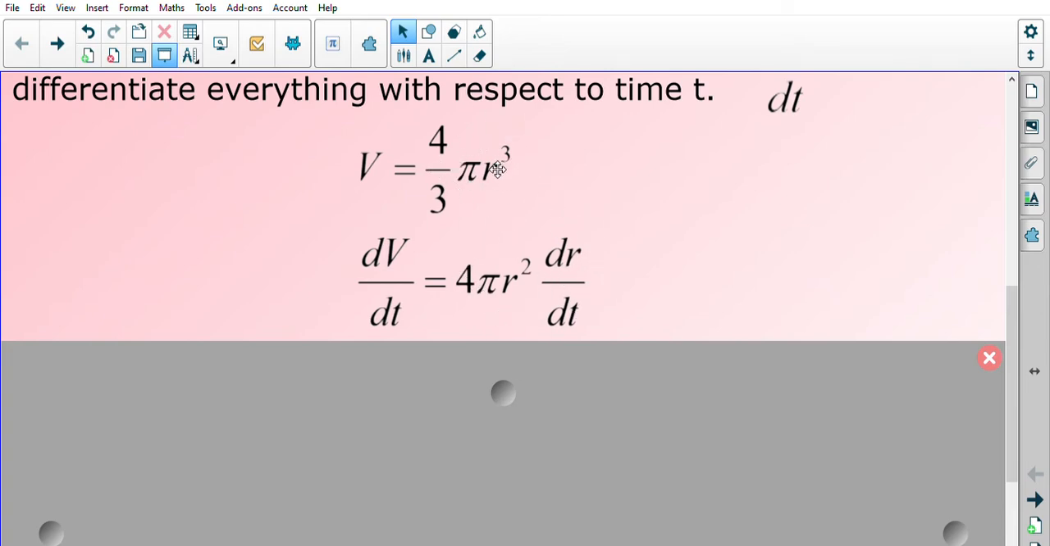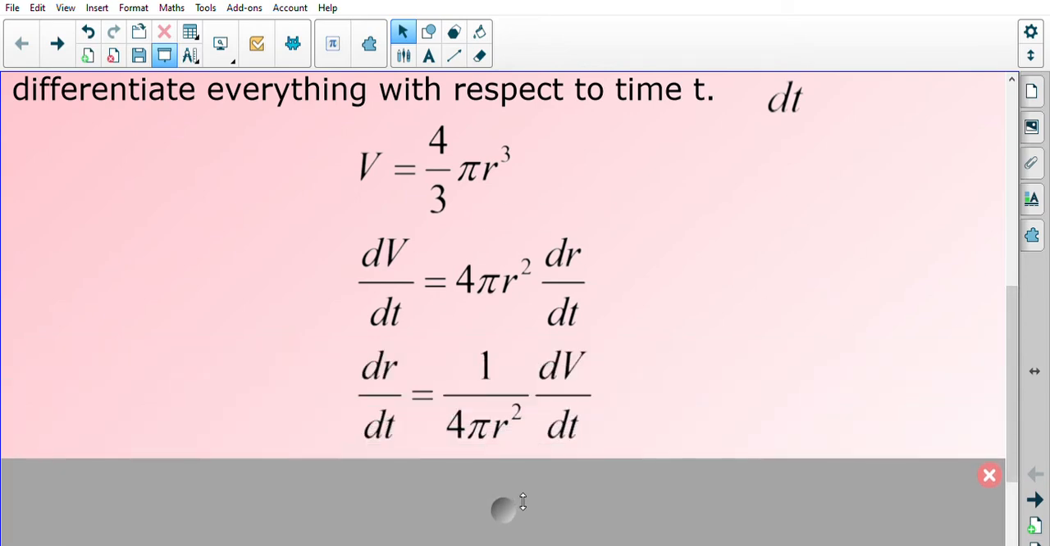Just a quick recap. That 3 comes down, multiplies with the 4/3, that gives me 4. Pi stays there as a constant. I reduce the power, so it becomes r squared. I need to remember to multiply by the differential of r, which is dr/dt. Now I want to get dr/dt, so I need to rearrange this in order to do that. If I rearrange that, dr/dt is going to be equal to 1 over 4 pi r squared times dV/dt.